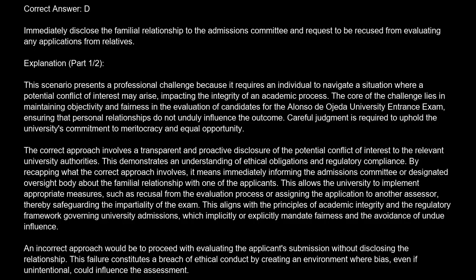This allows the university to implement appropriate measures, such as recusal from the evaluation process or assigning the application to another assessor, thereby safeguarding the impartiality of the exam. This aligns with the principles of academic integrity and the regulatory framework governing university admissions, which implicitly or explicitly mandate fairness and the avoidance of undue influence.